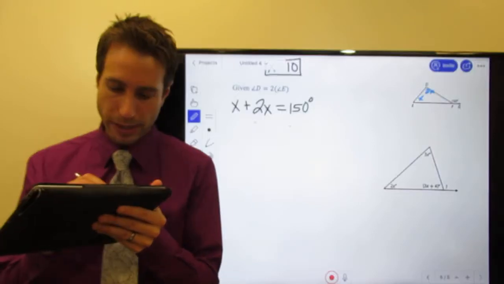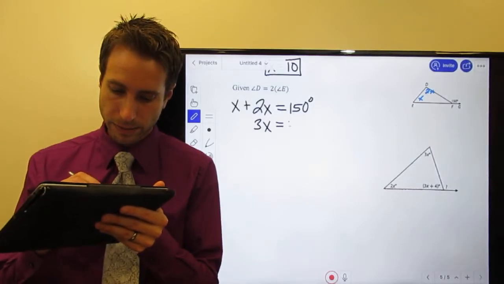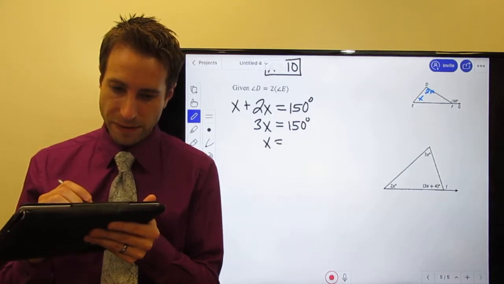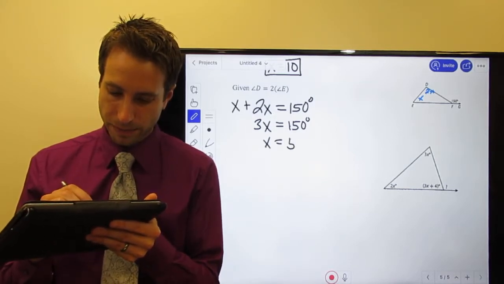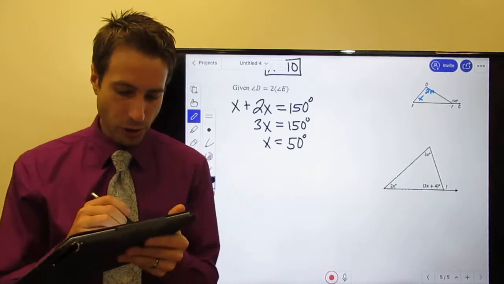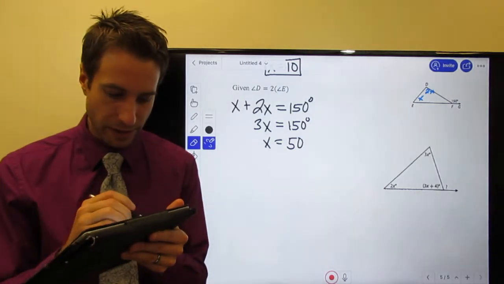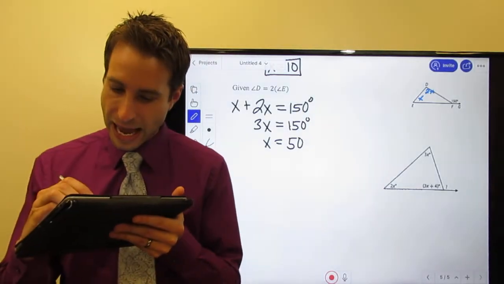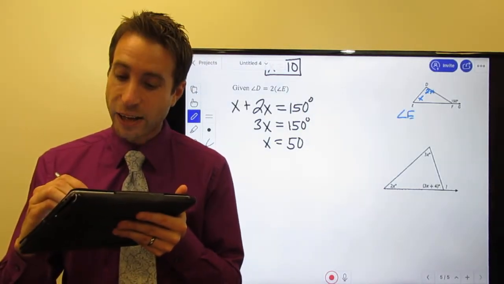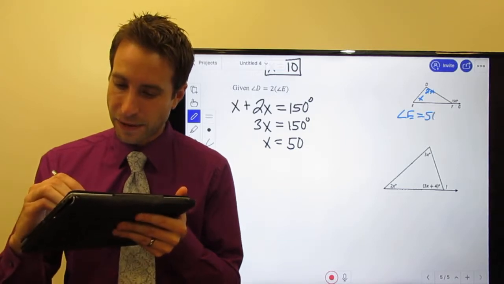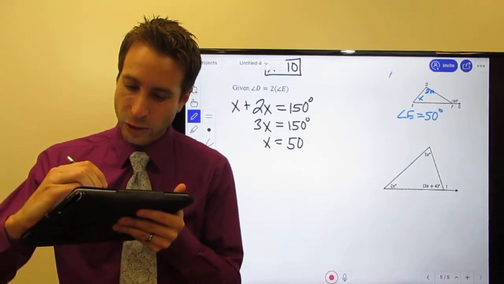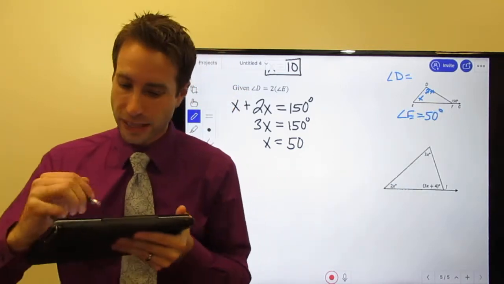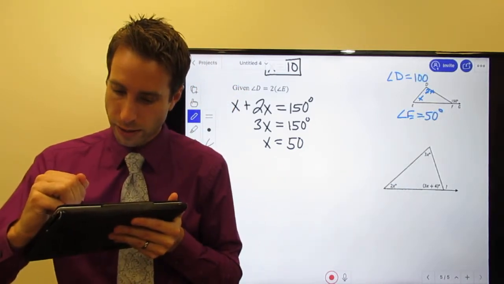Well, X plus 2X is 3X. Divide both sides by 3. 150 divided by 3. Oh, sorry, not degrees, just 50. So if X is equal to 50, here we go. I know then that angle E, since angle E is X, E is 50 degrees. I know that angle D is 2X. 2 times 50 is 100 degrees.